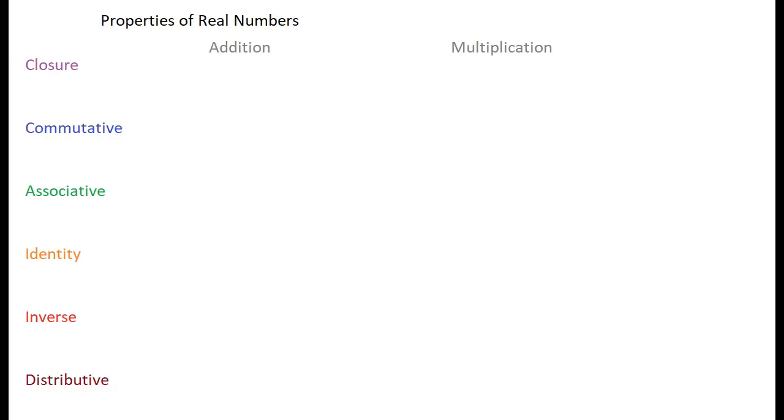In this video, we're going to look at properties of real numbers. The first property is called the closure property, which we're going to look at for addition and multiplication. For the closure property, all that really says is when you add two real numbers together, your answer is a real number. So for example, 5 plus 3. When you add them together, you get a real number. So 5 plus 3 is 8, a real number.